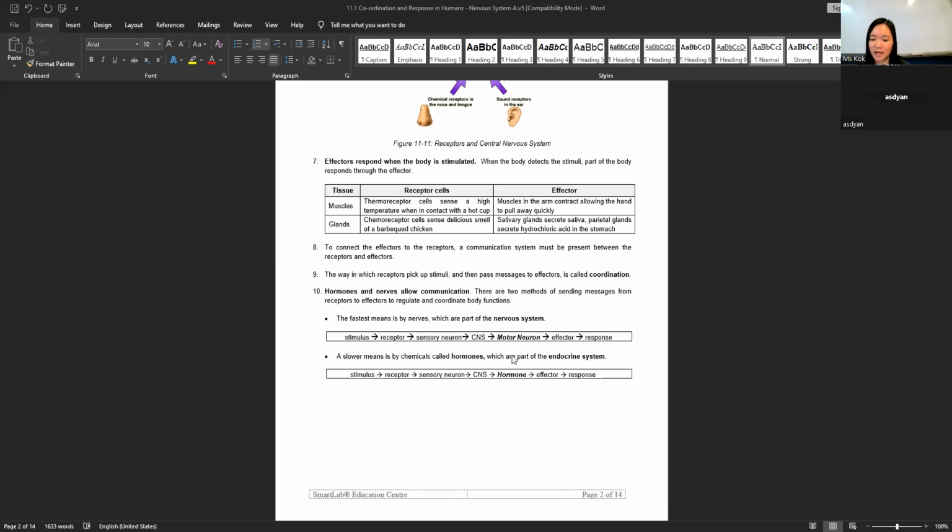Okay, there's also another alternative where the receptor sends a nerve impulse to the sensory neuron, which sends it to the central nervous system, and the central nervous system will ask a gland to secrete a type of hormone. The hormone will reach the effector, and the effector will give the response. So these are two types of communication. The communication that involves the neuron will be faster. The communication that involves the hormone will be slower.